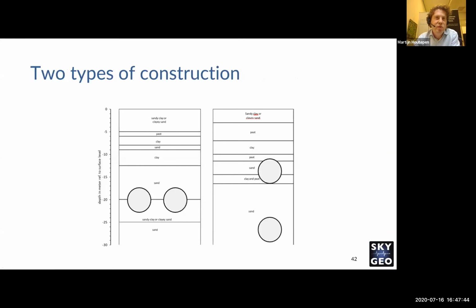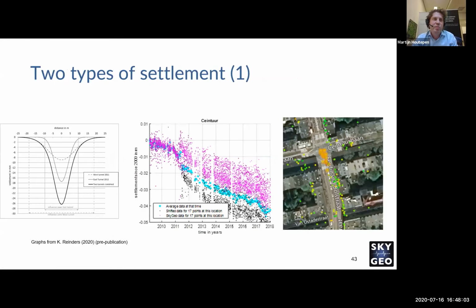For this construction, they used two different types of tunnel boring. On some parts of the track, there are two tunnels next to each other. On some parts, it's two tunnels on top of each other. And if you do a pre-analysis of what you expect for these tunnels, you would also expect different types of settlements. So for the two on top of each other, you would expect the first one to make a small trough, and then the second one to have an even smaller, deeper trough.